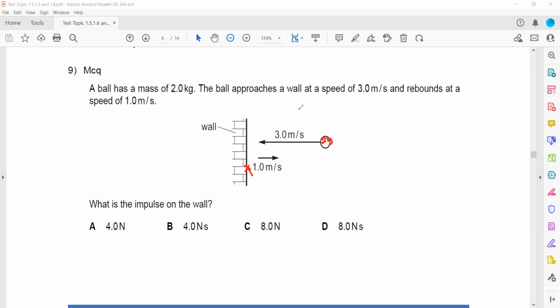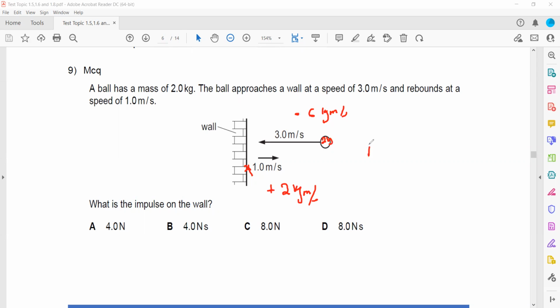So what is the momentum? 3 multiplied by 2, 6 kilogram meter per second. What is the other momentum? 2 multiplied by 1, 2 kilogram meter per second. So momentum is a vector quantity. If you take one as negative, the other one should be positive.